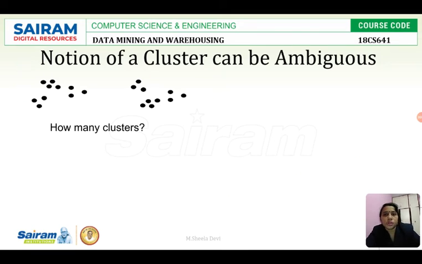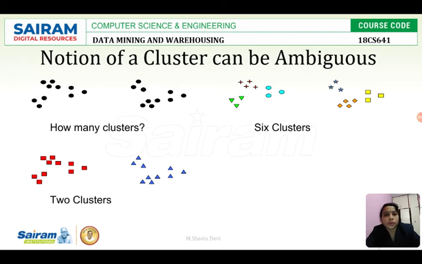Next, notion of cluster can be ambiguous. How many clusters are there here? If you check, there are two clusters which are represented with two different colors. One is red and the other is blue. And here we have 6 clusters. Every cluster is differentiated with different colors and shapes. And this has 4 clusters: 1, 2, 3 and 4.